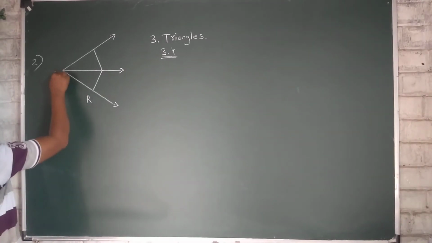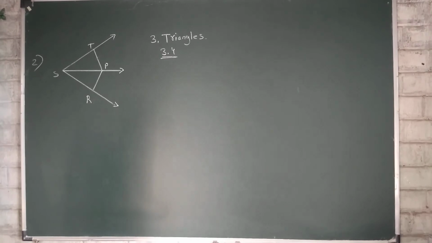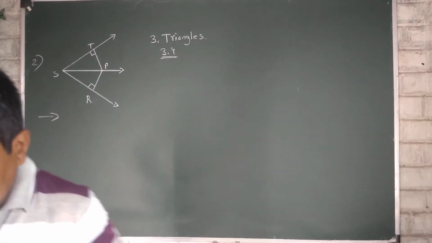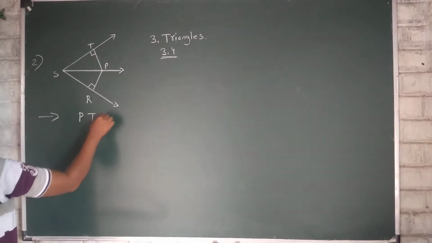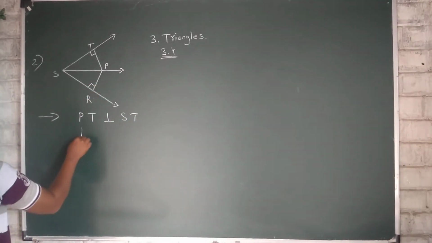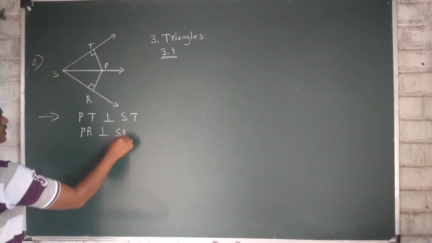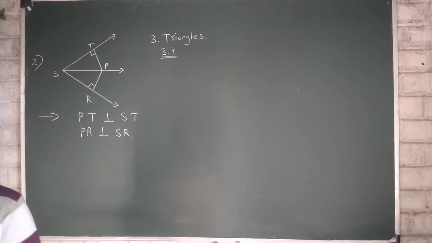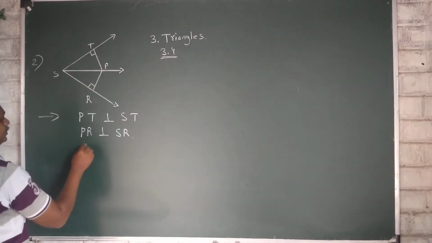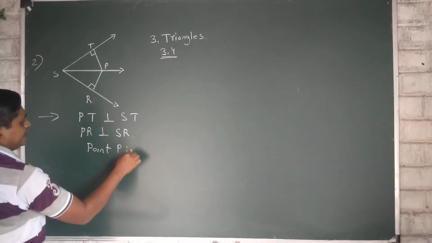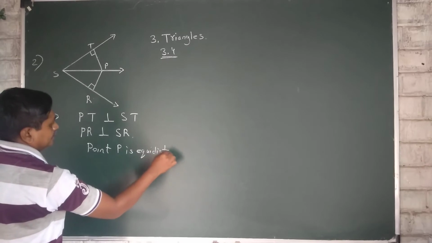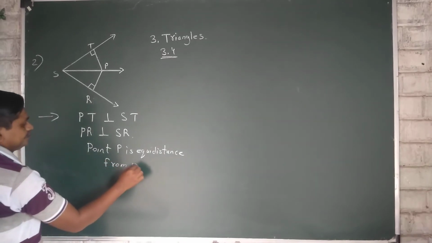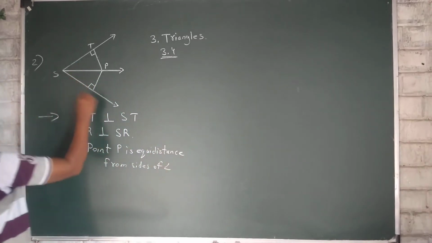RST, P. Now see, PT is perpendicular to ST, PR is perpendicular to SR. Point P is equidistant from the sides of angle RST.